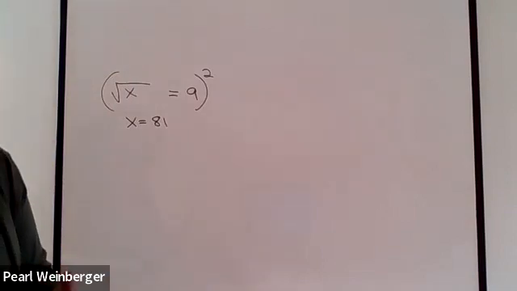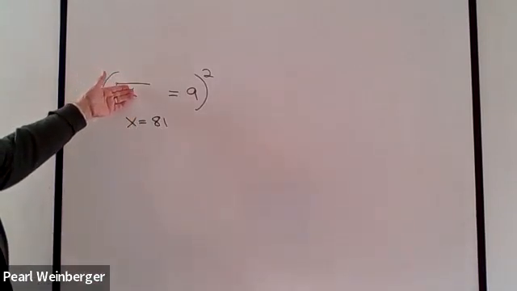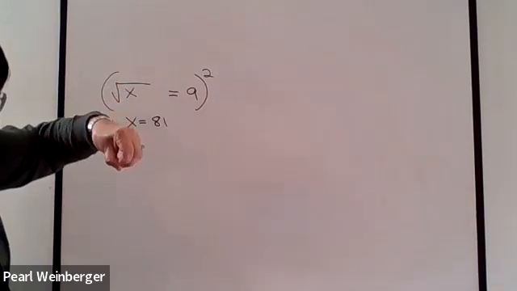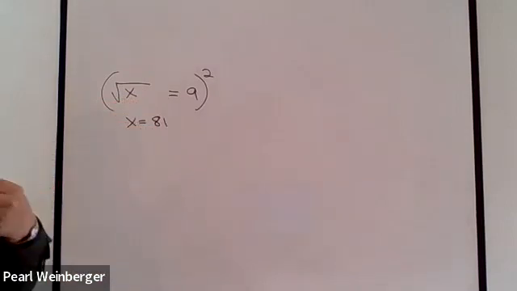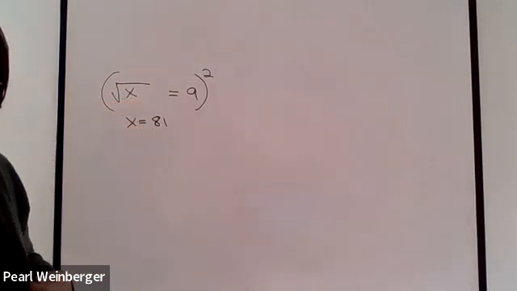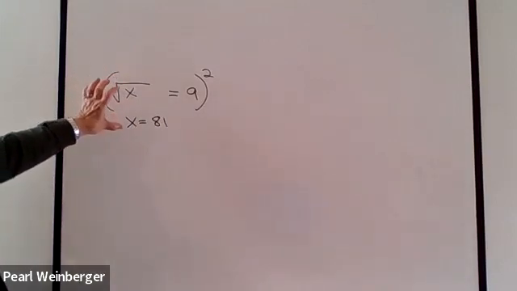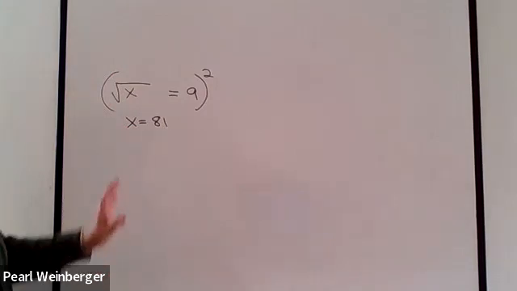What's the opposite operation of taking the square root? It's obviously squaring it. With the square root, you're finding the number that we multiply by itself to get that number. So the opposite operation is to actually multiply the number by itself. And that gives us a very good method of solving radical equations.